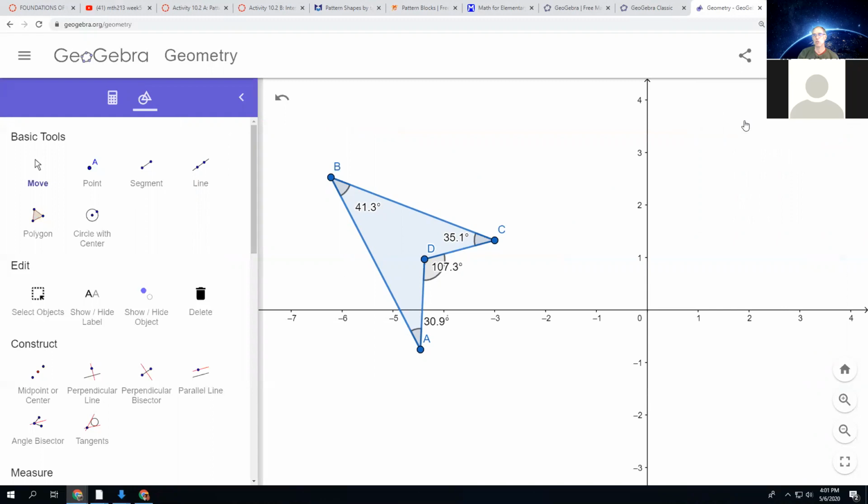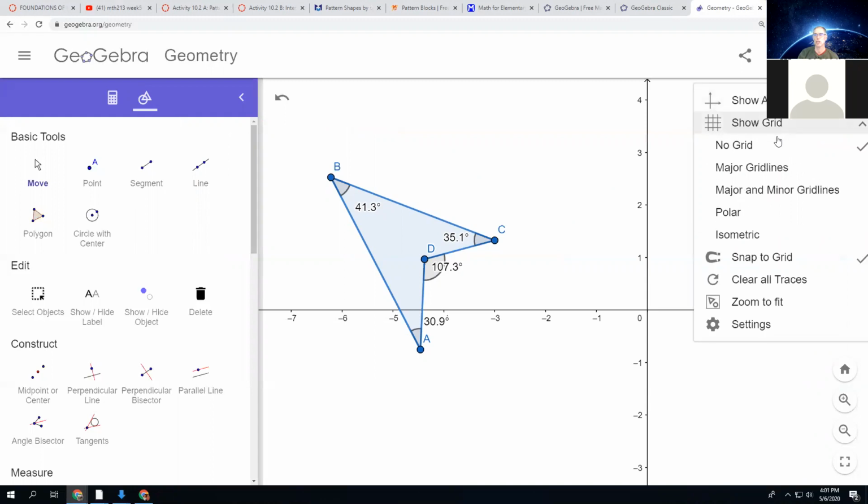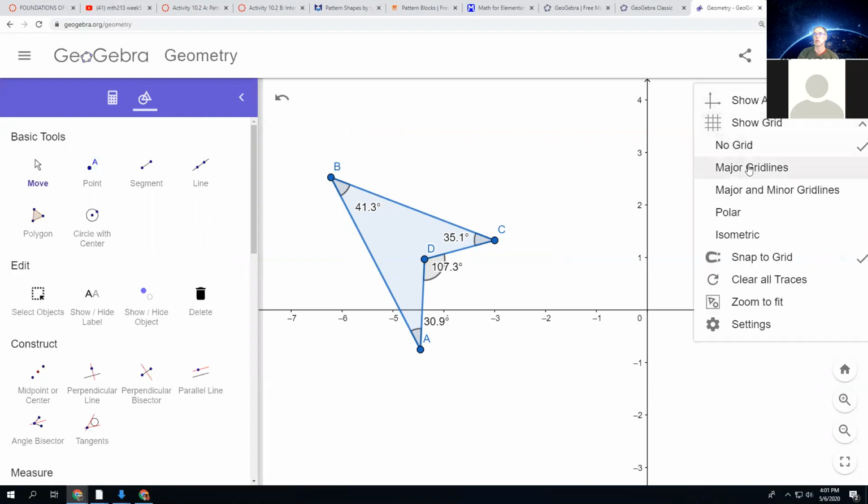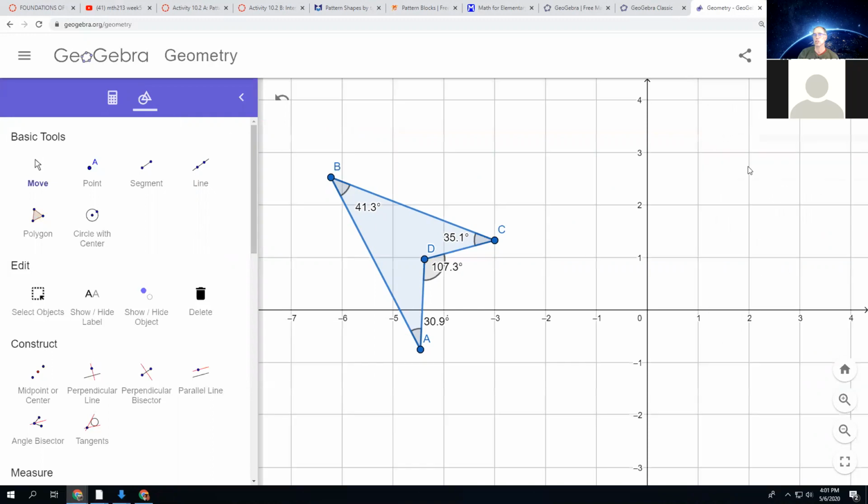So I could say, hey, show me the axis, and I could say, show me the grid. And it didn't put it in there. All right, so there's some way to get it to make that happen. Oh, no grid lines, major. Okay. I wanted to see minor grid lines.